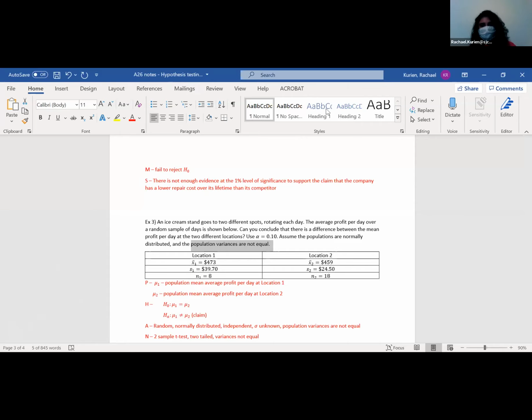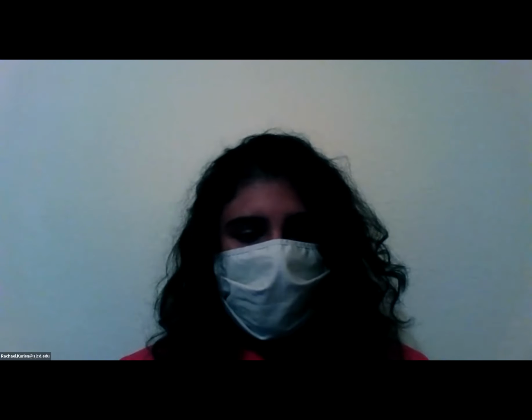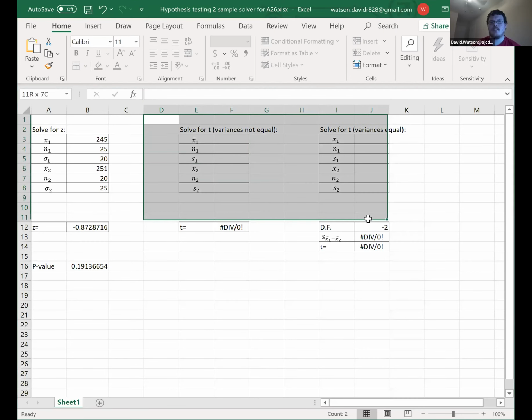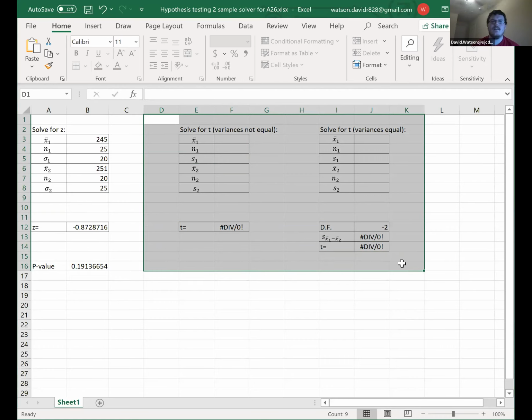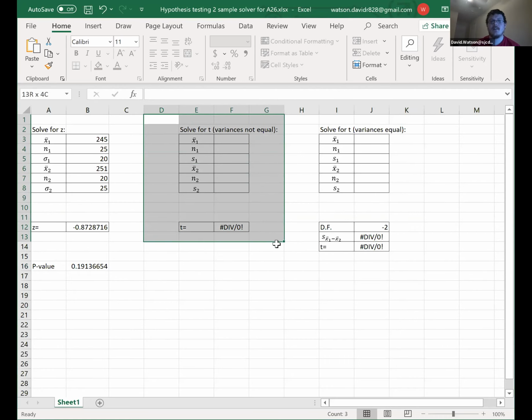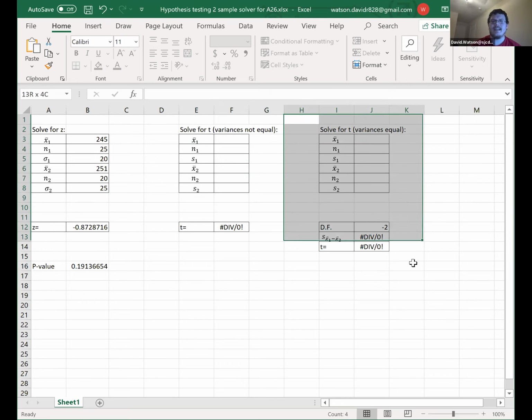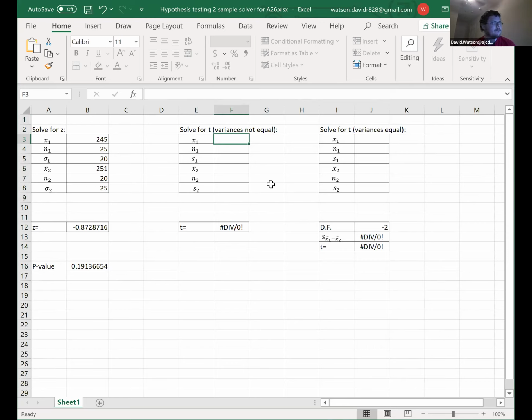So now we're going to get to Excel. All right, so going back into Excel, whenever we're doing a t-test, we actually have 2 versions of it. The first one is for when variances are not equal, which is why we state it twice in the both a and n parts of the function. And then the second one is when variances are equal. All right, so for variances not equal, we're going to go ahead and just put everything in here.